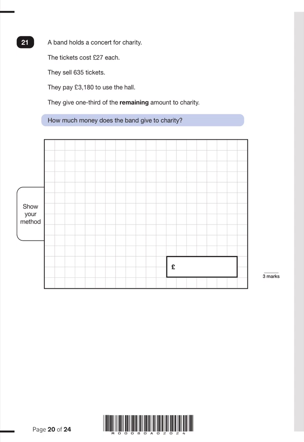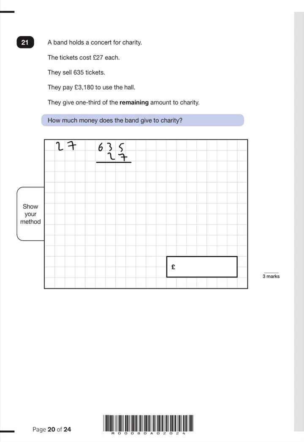Number 21. A band holds a concert for charity. The tickets cost £27 each. They sell 635 tickets. They pay £3,180 to use the hall. They give 1/3 of the remaining amount to charity. How much money does the band give to charity? Okay, so we've got £27 tickets. They sell 635 tickets. So we're going to do 635 multiplied by 27.